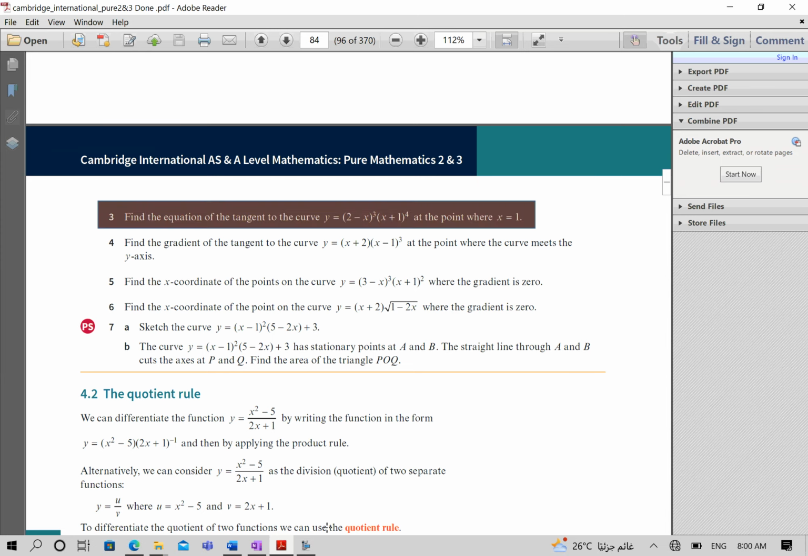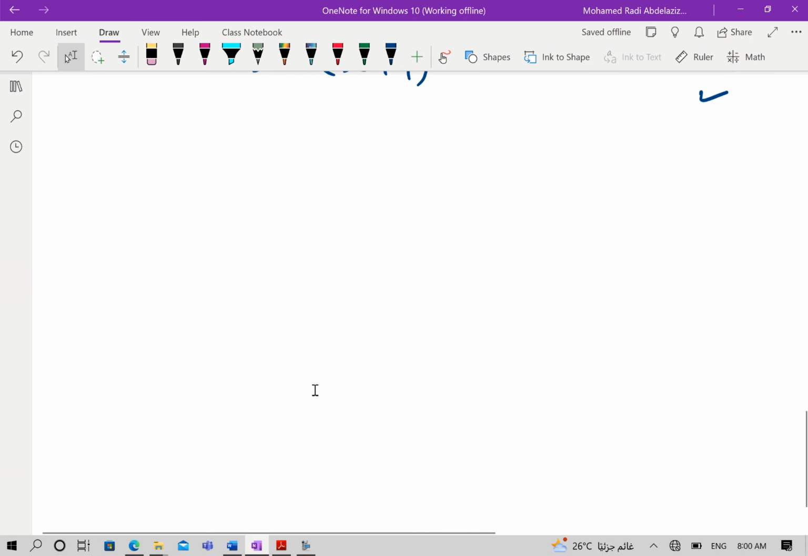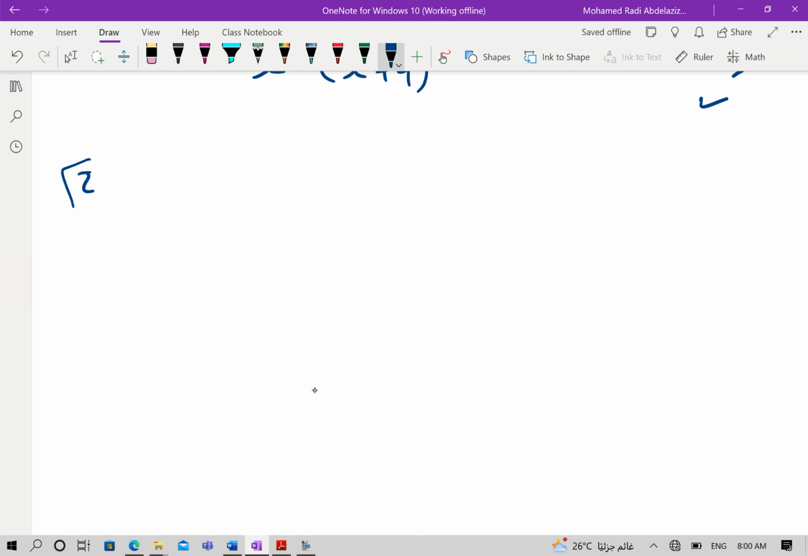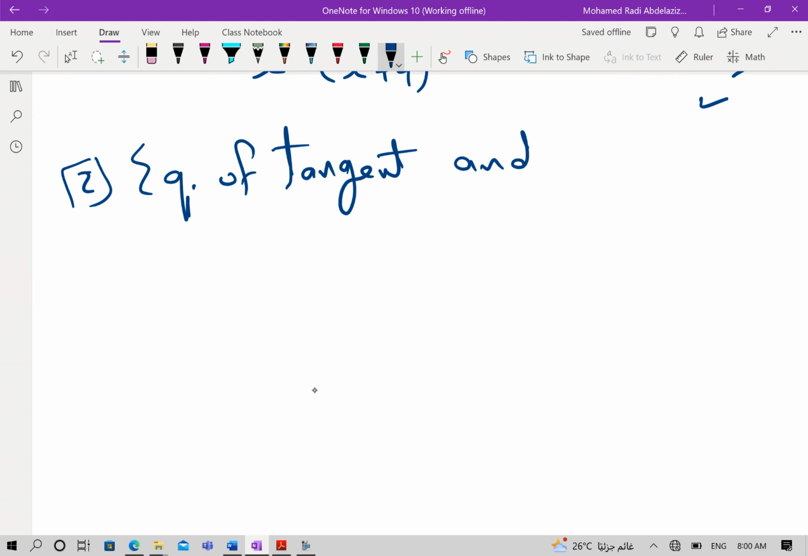What else about application of differentiation, which we can apply for any function? Equation of tangent and normal.